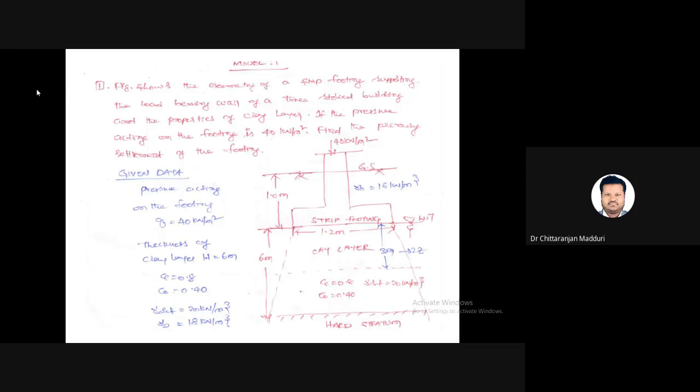So see here, the water table is at the bottom of the footing. Above the water table, unit weight of soil equal to 18 kilonewton per meter cube. Below the water table, unit weight gamma sat equal to 20 kilonewton per meter cube. So pressure acting on the footing equal to 40 kilonewton per meter square.